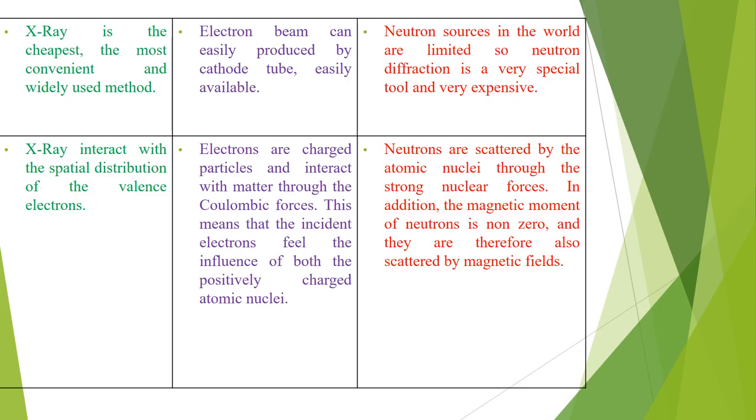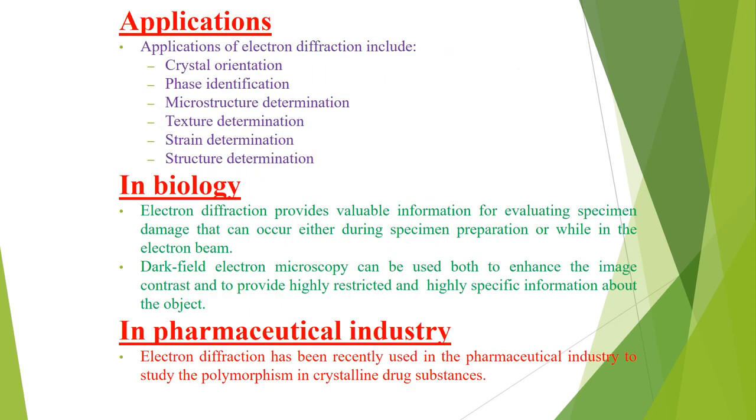While in case of neutron diffraction technique, neutrons are scattered by the atomic nuclei through the strong nuclear forces. In addition, the magnetic moment of the neutron is non-zero, and they are therefore also scattered by magnetic fields. Here are some applications.